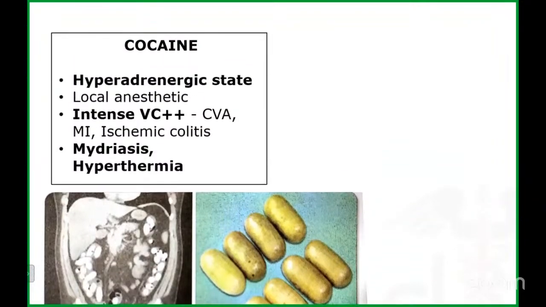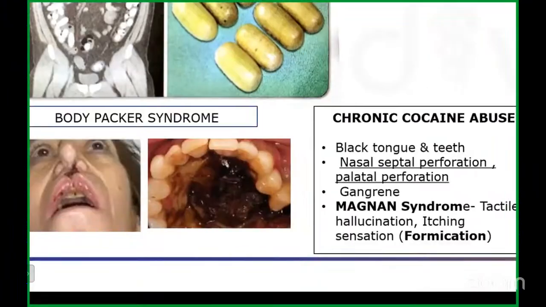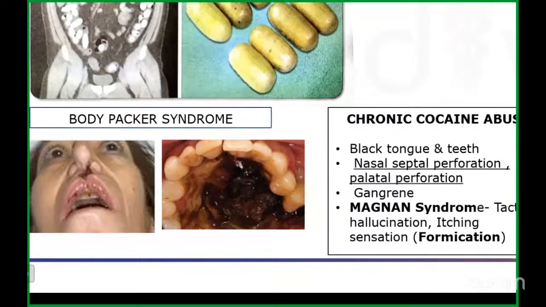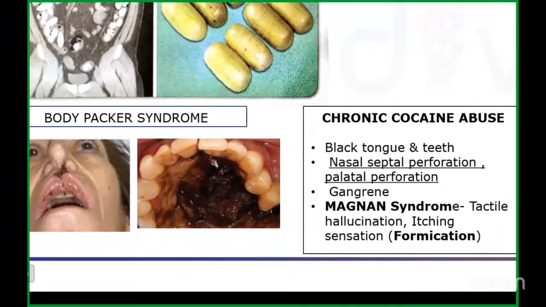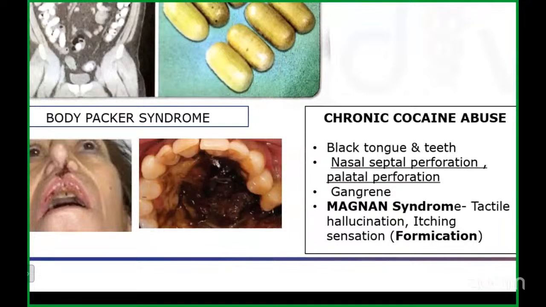Because of intense hyperadrenergic crisis and vasoconstriction, you can find nasal septal perforation, a very important question asked previously, and gangrene of the hard palate. So gangrene of the septum, nose perforation, palatal perforation are something which you find. These features are usually what you find in chronic cocaine abuse: gangrene, nasal septal perforation and palatal perforation. Black tongue and teeth.